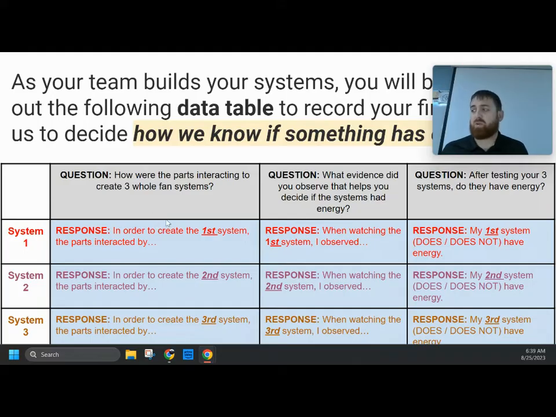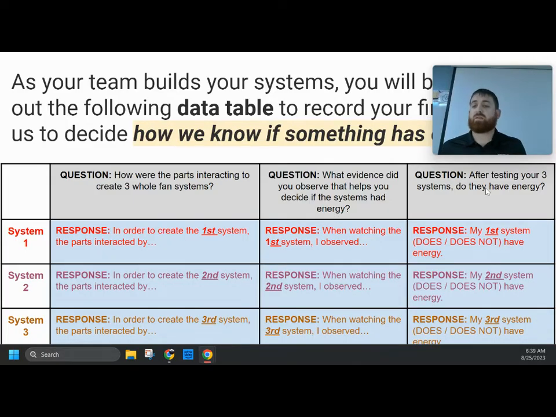Once you tell me how you created your system, you're then going to tell me what evidence did you observe that helps you decide if the system has energy or not. So this is where you record, what did you see? How do you know something has energy? We know that energy is the ability to make something move. Our job is then to observe our system and see, can we find any evidence of that?